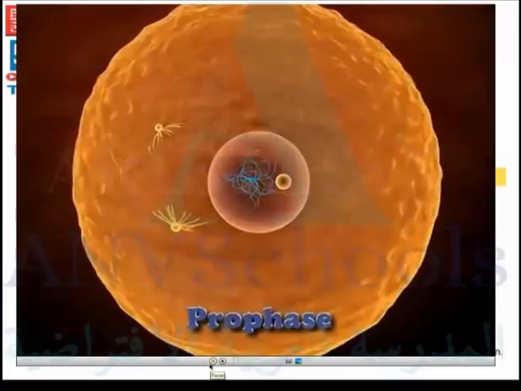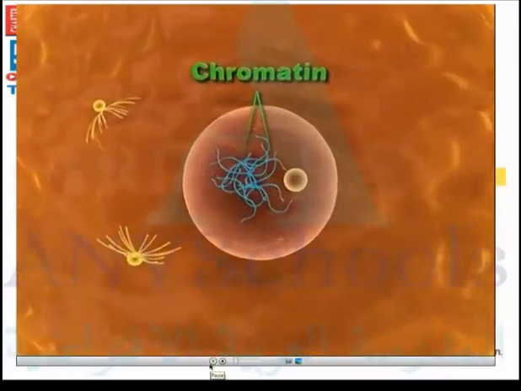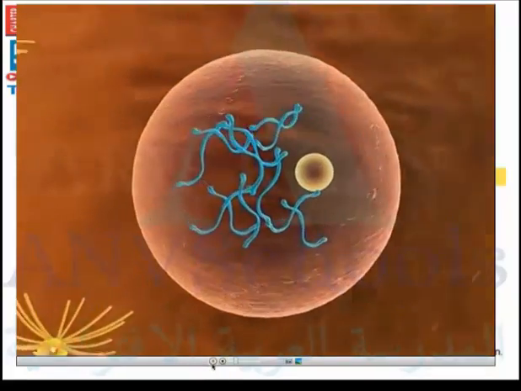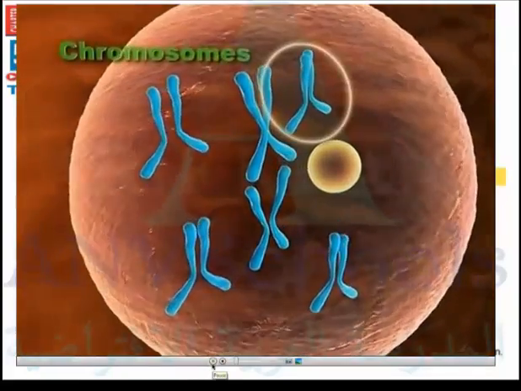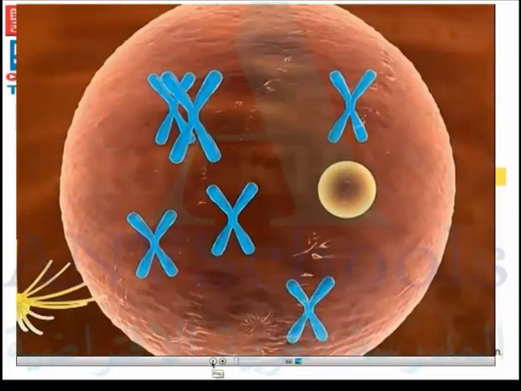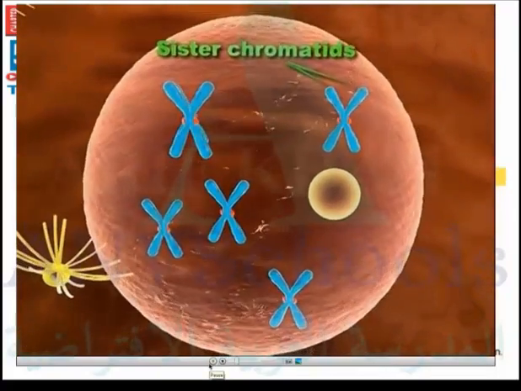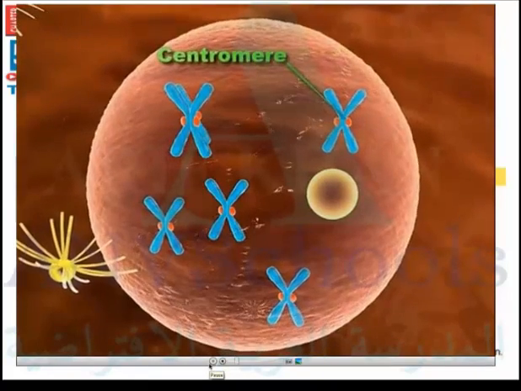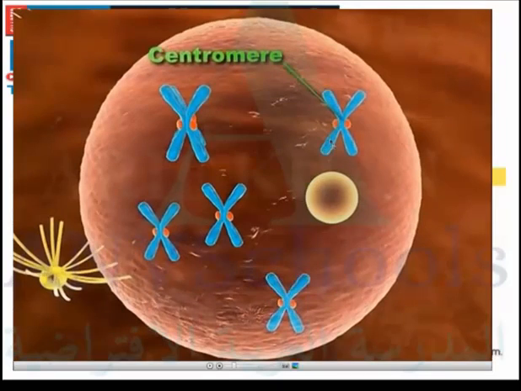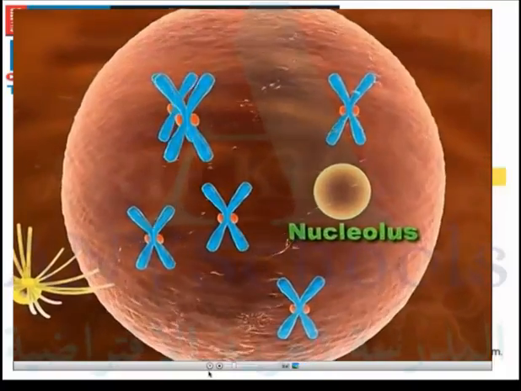In prophase, the chromatin condenses to form chromosomes. So what we have here are chromosomes. These chromosomes have what we call sister chromatids. This is one of the sister chromatids, and this is another one. Sister chromatids are exact copies of each other.